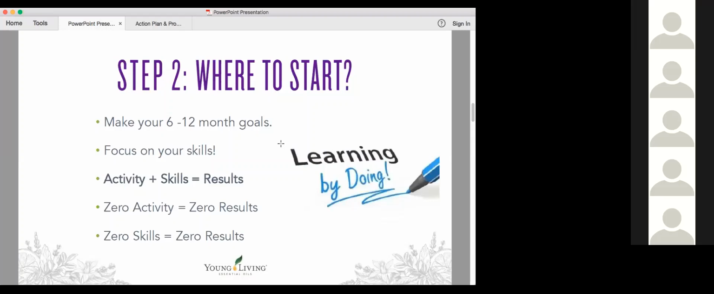So the next thing that you're going to do to create your action plan is to make your first goals for the first 6 to 12 months. Now, you will need to focus on your skills and your activity. They are literally the 2 things that you need to get results in this business. So if you don't do activity, you don't get results. And if you don't have skills, you don't have results. But the important thing is that you learn by doing. So what I suggest is that you focus in those first 12 months on what you need to.